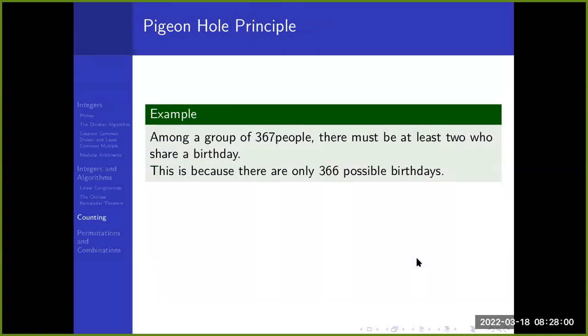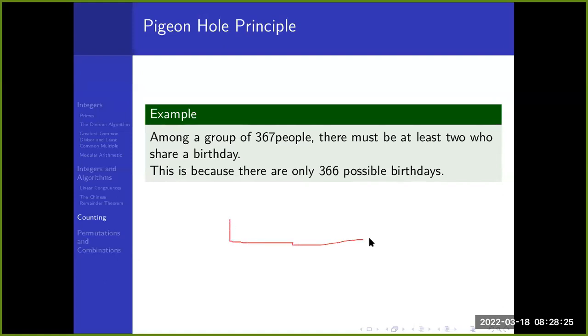So let's see if we can do an example on this. Among a group of 367 people, there must be at least 2 who share a birthday, right? You can see this. So what are the pigeonholes? The important thing is to be able to figure out what the pigeonholes are and what the boxes, what the objects are.